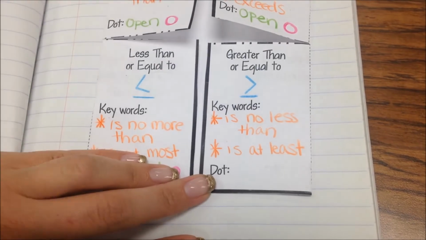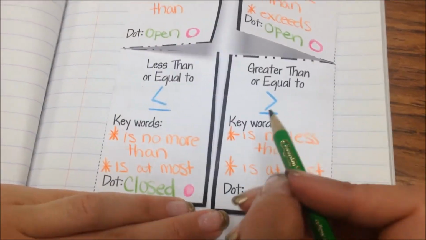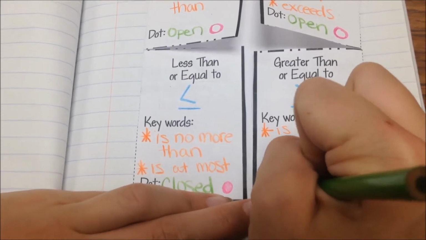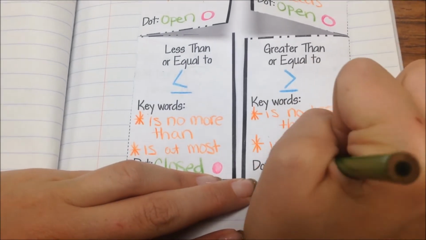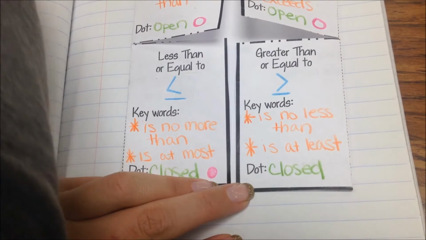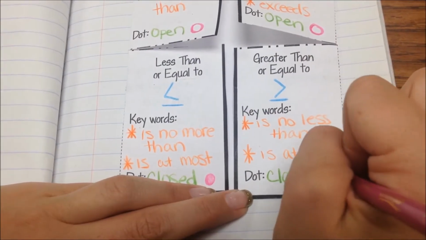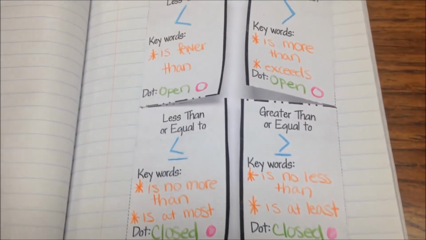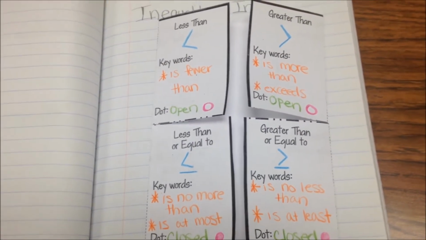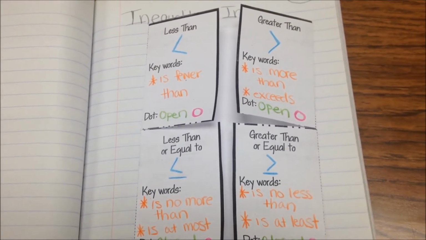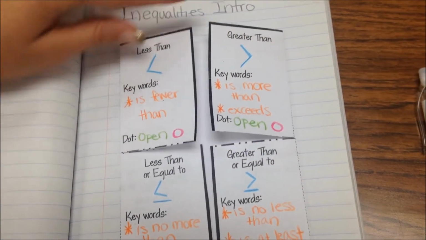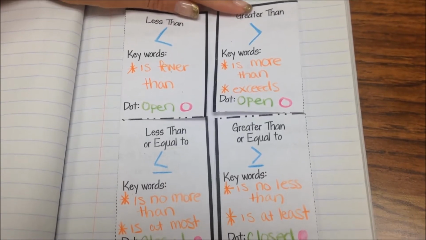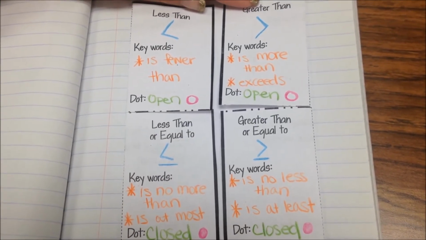Okay, and like my other one beside it, since it has the or equal to symbol, my dot is going to be a closed dot. And I'm going to show that with my pink colored pencil by drawing my circle and filling in that dot. Okay, so this is what it should look like after we're done with the outside of our foldable.